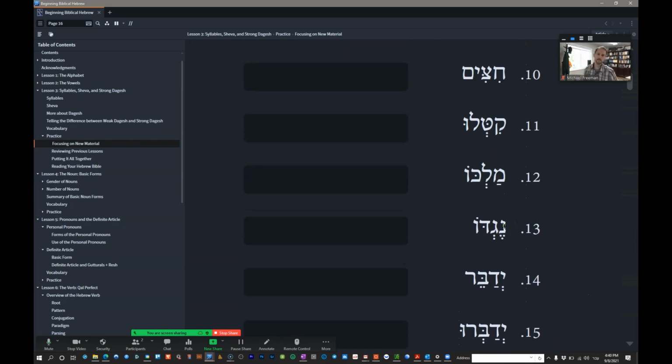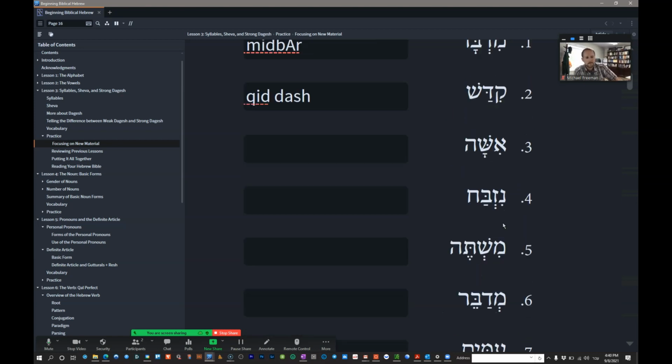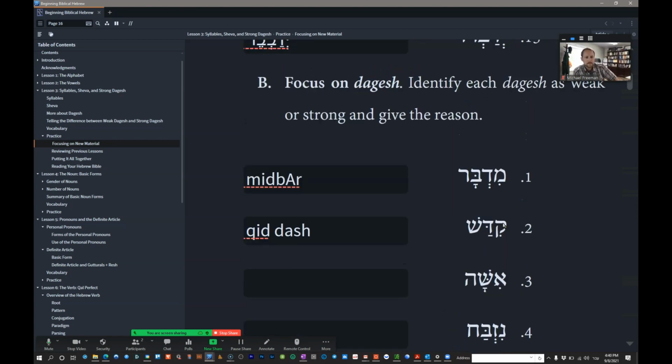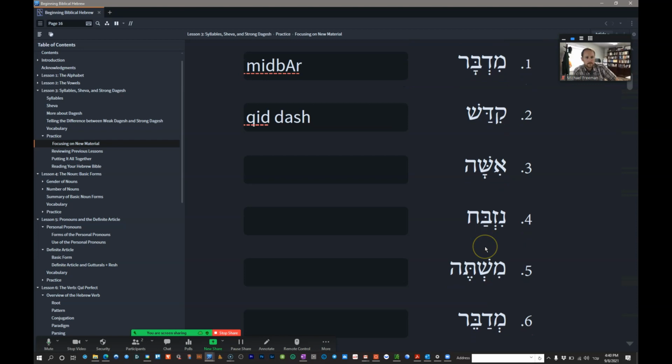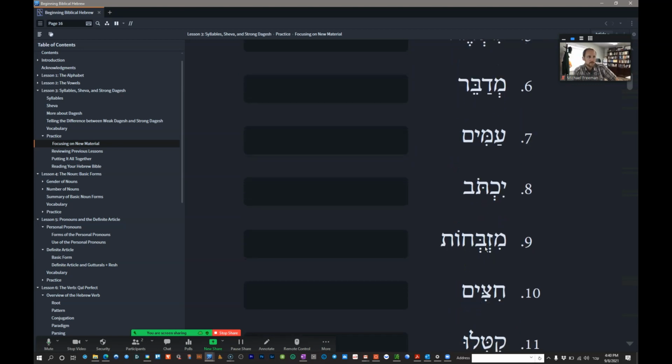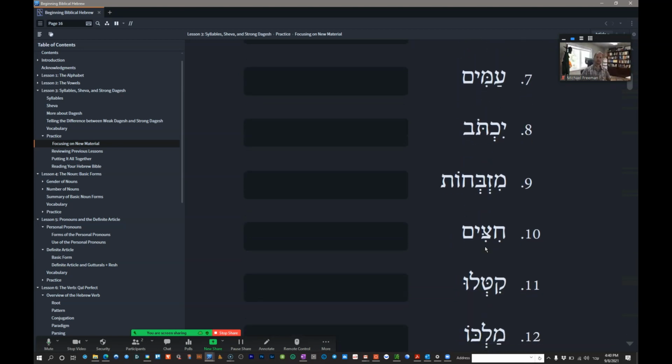All right, that's basically it as far as the schwa and the dagesh go. I know they can be confusing. I know that there are some examples here that can really throw a wrench into things. But the rules do work if you understand them well.